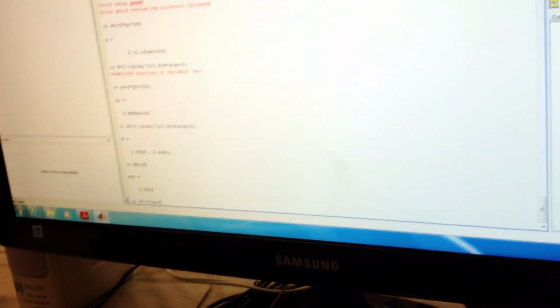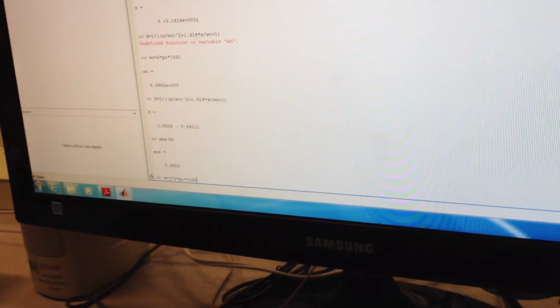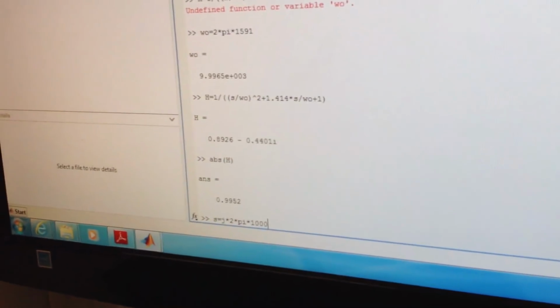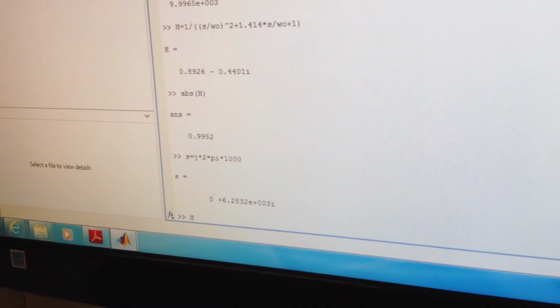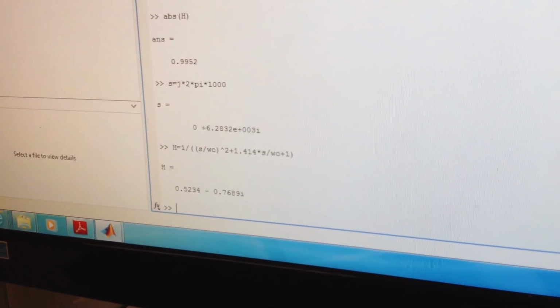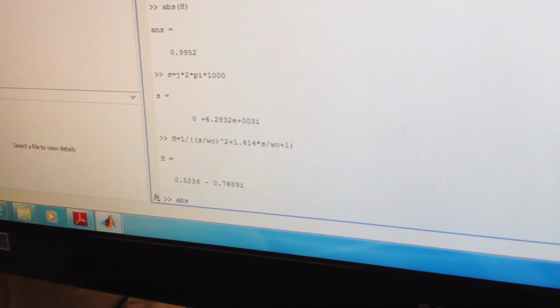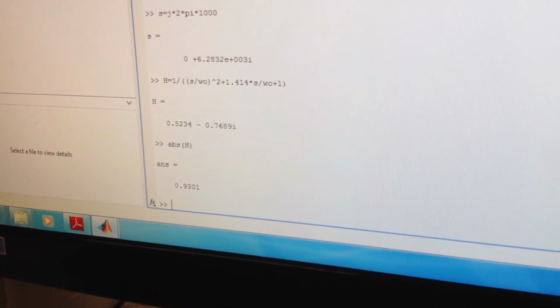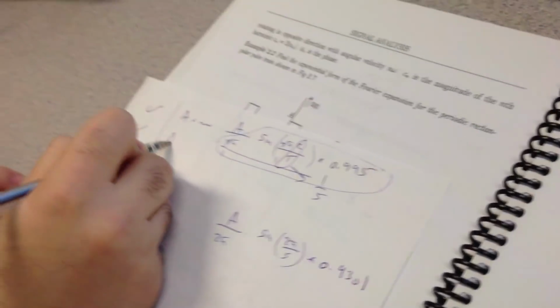Again, S equals J 2 pi times the frequency, instead of 500, it is now 1K. Then H, we know the absolute value, that's 0.9301. So the second bin, that's here, is multiplied by 0.9301. We got this value again.